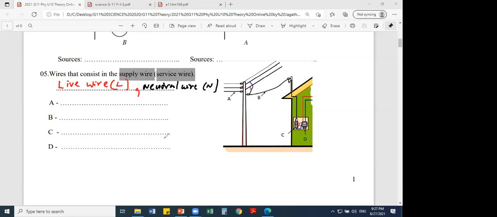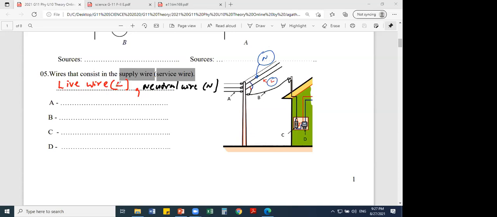So this is, if you want, you can put an arrow here and label it: this is the live wire, and here the neutral wire. Can you see the live and the neutral here? If you get 3 phase, then there is an earth wire. What is the other one? Earth wire, right? The earth wire is not included in the supply cable.